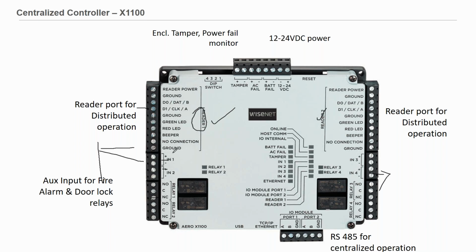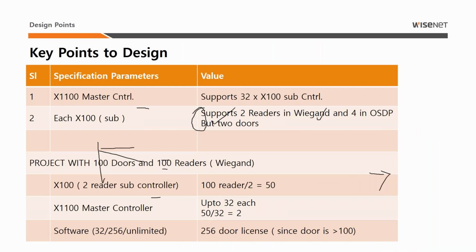Okay, let me take you through an example. Let's say you have a project with 100 doors and 100 readers. That means in order to open the door, you have to swipe the card. When you're leaving, there is no reader, just a push button. You press the button and the door will open when you leave.